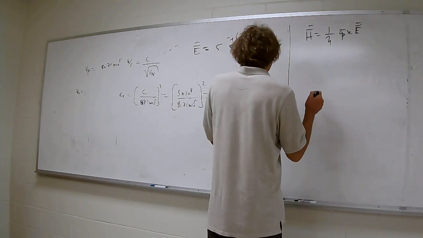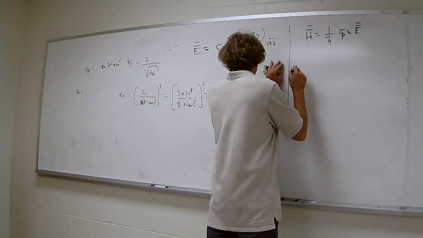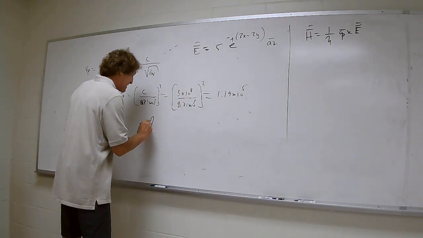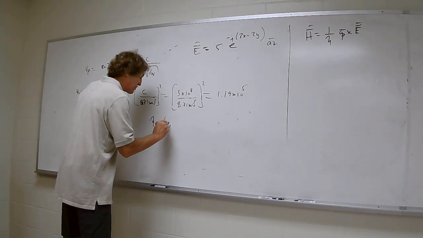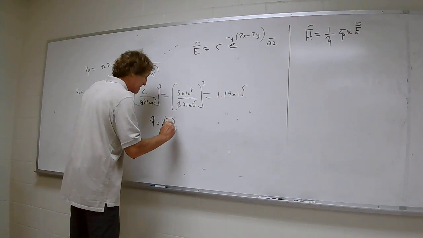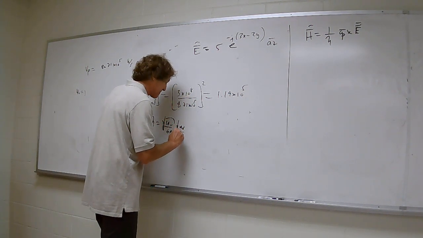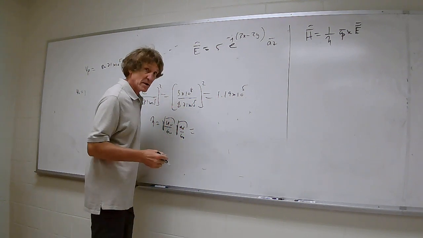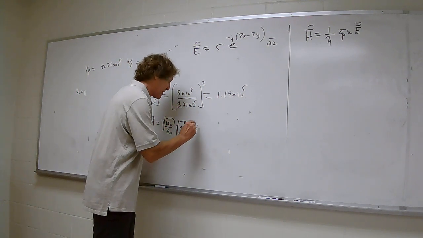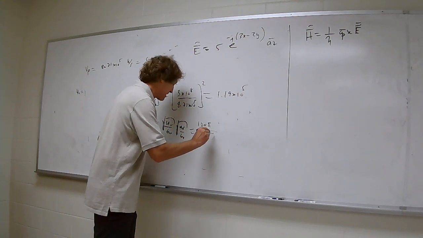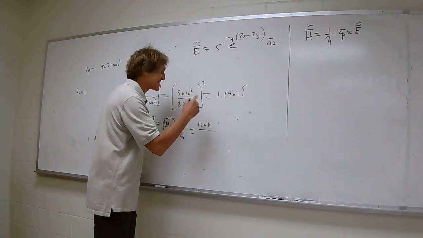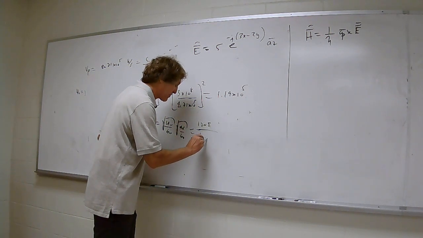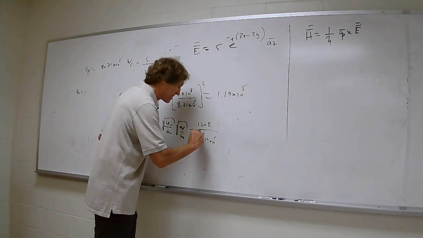Eta is this. I'm sorry, that's epsilon relative. So what's eta? It's the square root of mu naught epsilon naught times the square root of mu relative epsilon relative. Since we're assuming, and he does, that mu relative is 1, then you get 120 pi divided by the square root of this thing, which is huge. Tell me what this is: the square root of 1.19 times 10 to the 5th.